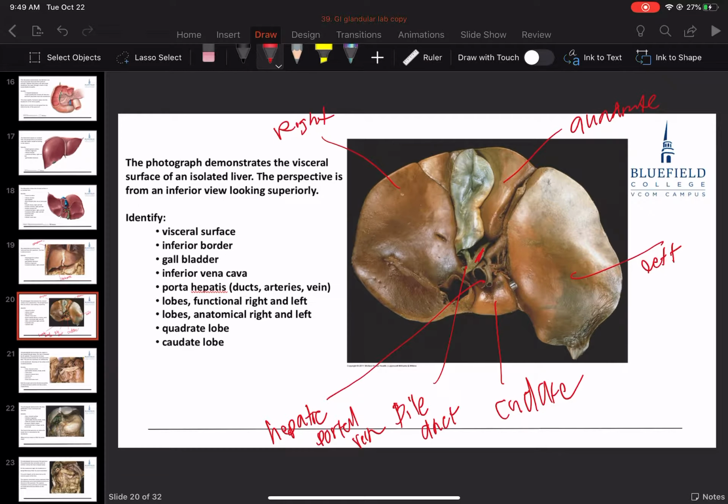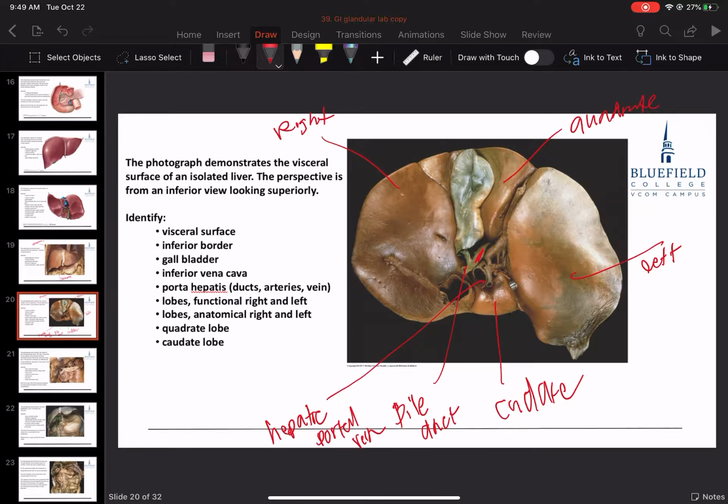I just get myself oriented to the porta hepatis, and then you see these umbilical fissures, especially this one over here on the left. This is where the falciform ligament would be attached. Here's the ligamentum teres of the liver, round ligament of the liver. And then here is the inferior vena cava itself on the posterior margin.